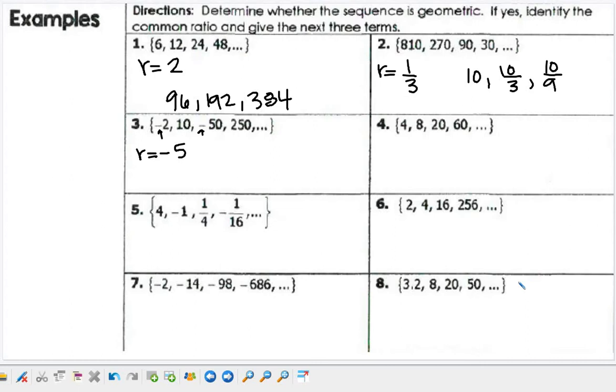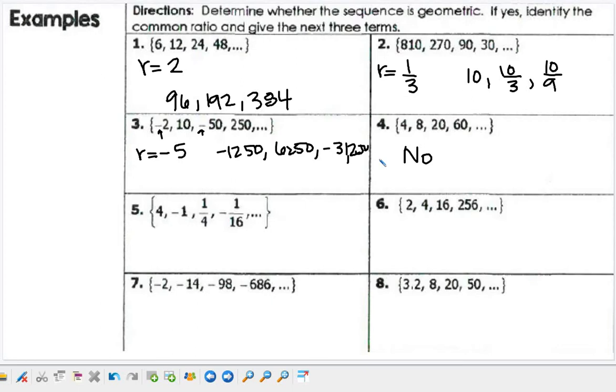So if my common ratio is negative 5, then 250 times negative 5 is negative 1250, then 6250, and then negative 31,250. Okay. Number 4. So there's no common ratio. So it's not geometric. So 4 times 2 is 8. And then if I was going to keep that pattern, then the next number should be 16. And it's not. So it's obviously not a pattern.